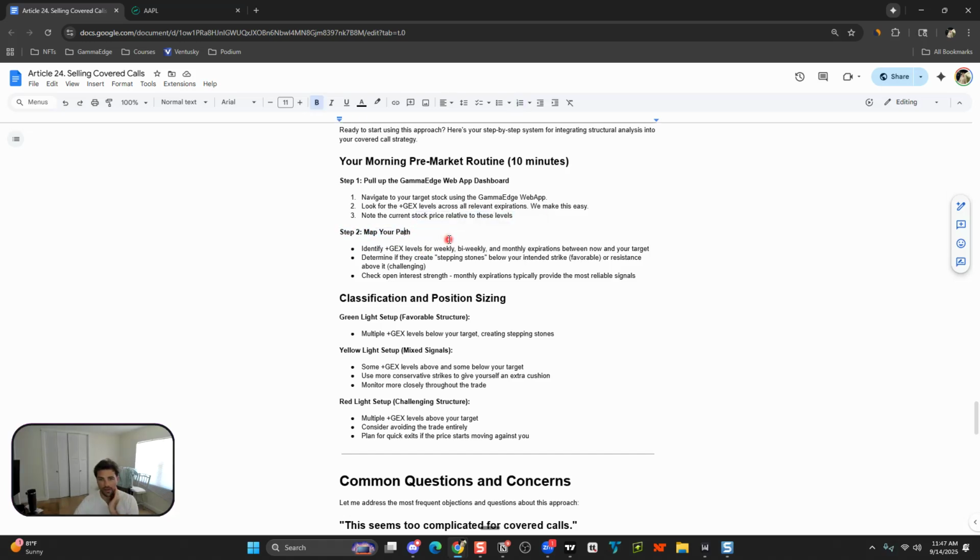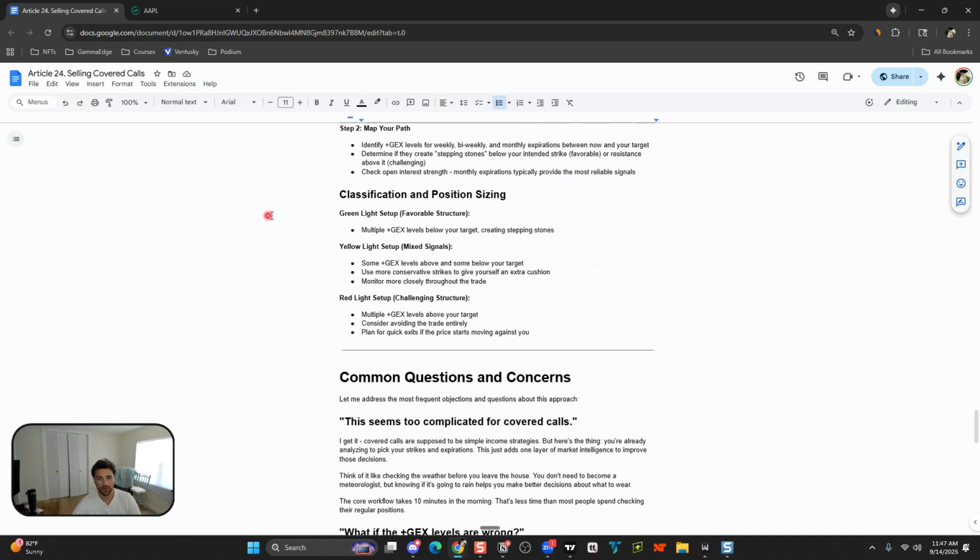So identify the plus GEX levels on the weekly, bi-weekly, and monthly expirations from now until your target expiration. Determine if you have a stepping stones path, where the plus GEX levels are below the ultimate target, or if it's going to be more of a challenging path where those plus GEX levels extend above your target. And then remember, ultimately, the monthly expirations typically provide us with the most reliable signals.